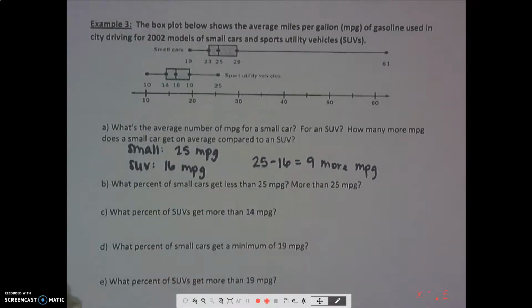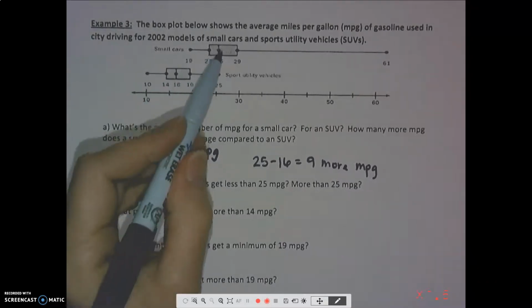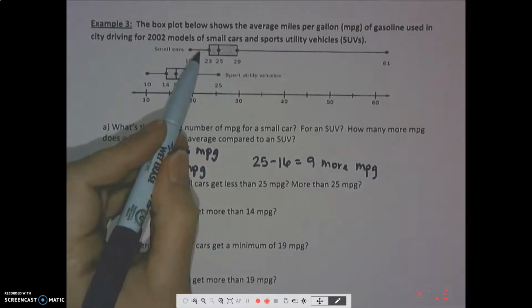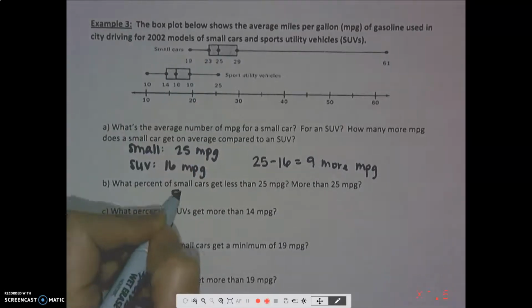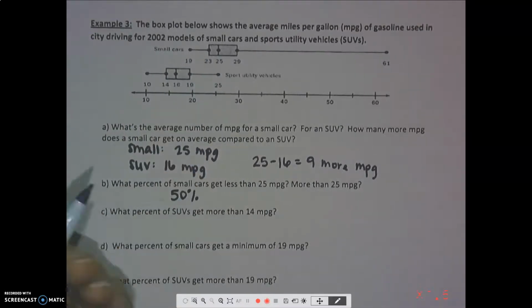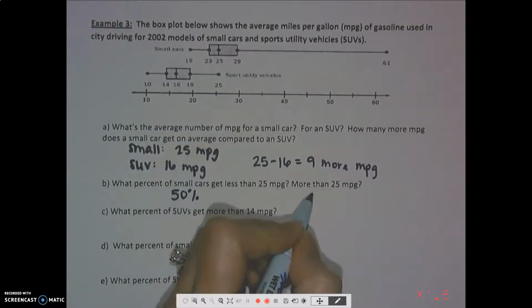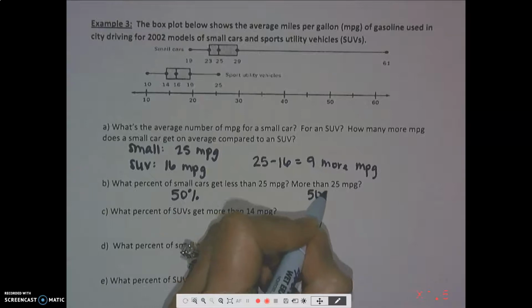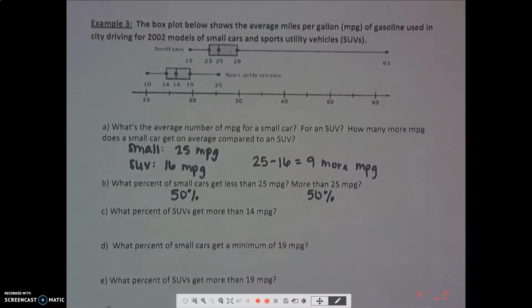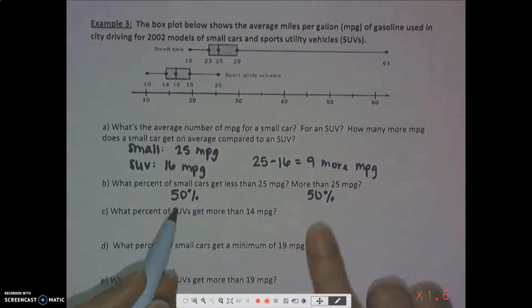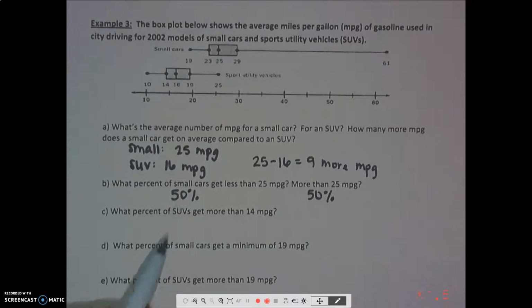All right. What percent of small cars get less than 25 miles per gallon? So we're looking at the small cars at 25. Less than that, there's 2 chunks. So that means 50% are below. And that means that more than 25 miles per gallon would also have to be 50% because altogether our information has to make 100%.